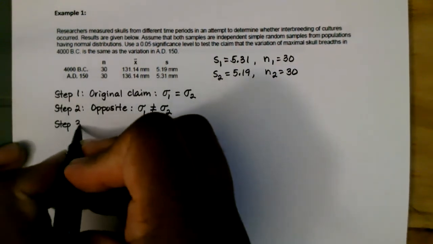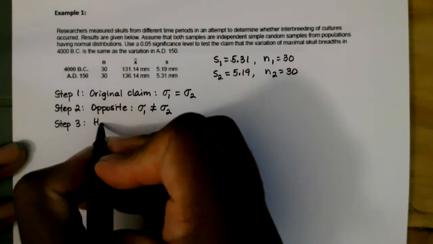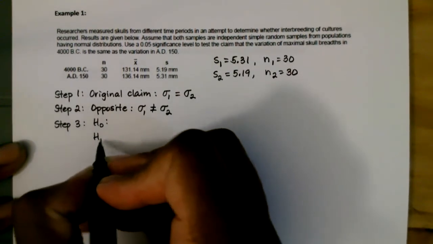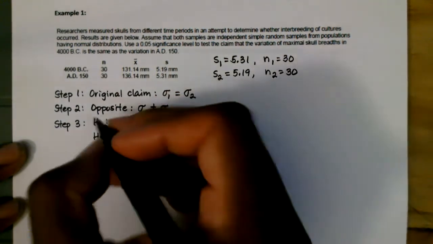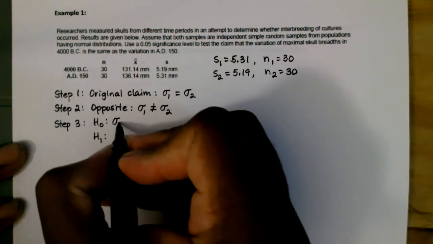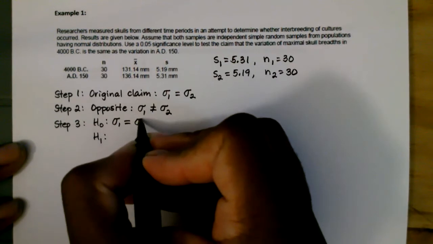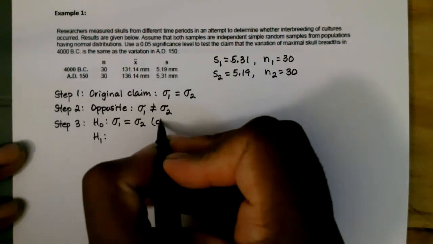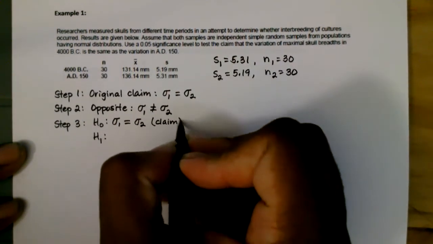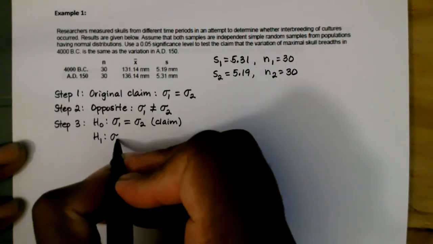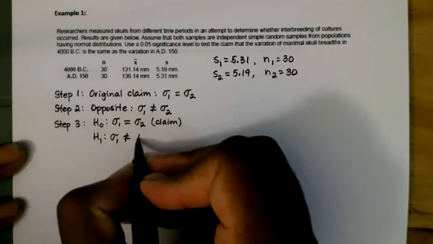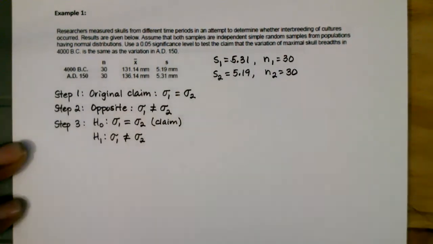And then step number 3 is writing the null and alternative hypothesis. Well, the null has the equal sign in it, so that means sigma 1 equals sigma 2. And that's also the claim, so I'm going to write the word claim in parentheses. The alternative has to be not equal to, so it'll be sigma 1 not equal to sigma 2.